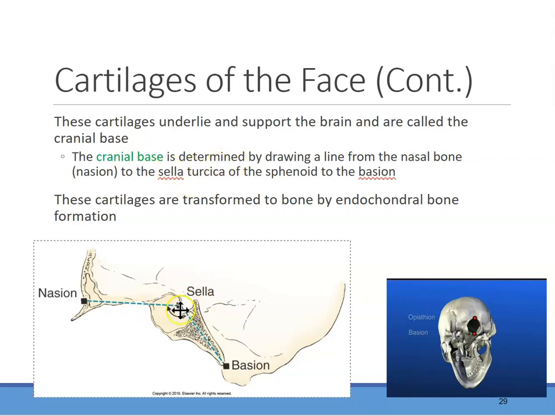It is part of the sphenoid bone, which we'll look at later when we learn about the skull, and then the basion. The basion is at the back of the skull, over here. So if you were to draw a line over here, the brain would be right on top of this. This line is the cranial base, the base of where the brain is.